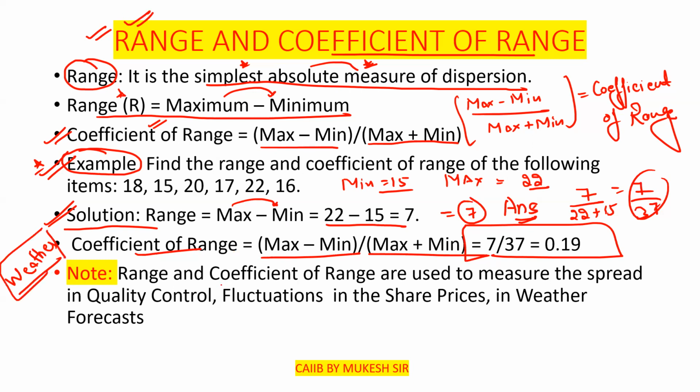Clear? So range and the coefficient of range are used to measure the spread in quality control, fluctuations in share prices, and weather forecasting. We have seen that there is a limit given: this one will be the minimum temperature of the day, and this one will be the maximum temperature. In technical language, that is known as the range. Okay.